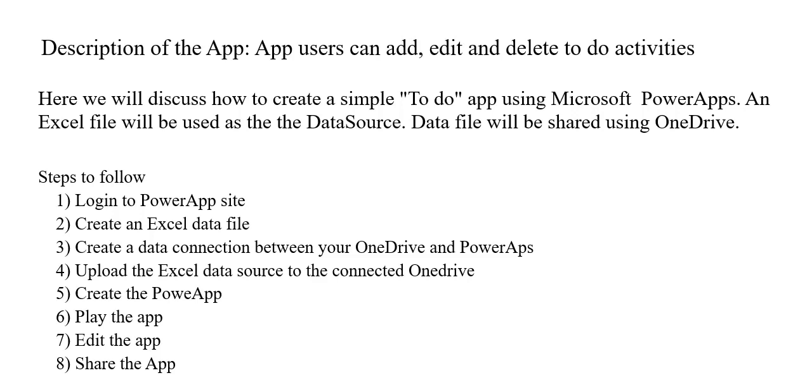These are the steps that we follow to create this app. First, we will discuss how to log into the Power App site. Then we will create an Excel file to save data. But we save data in OneDrive. Therefore, we need a connection to connect the Power App and the OneDrive. In the third step, we will create this connection, and thereafter we will upload the Excel data file to the OneDrive. It has connected with the Power App site.